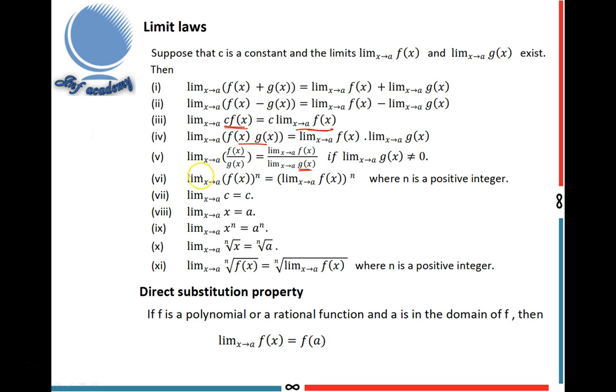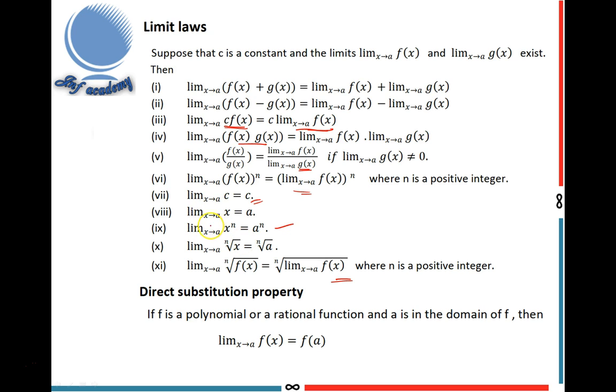The sixth one is the limit as x approaches a of [f(x)]^n equals [the limit of f(x)]^n. This is the sixth one. The seventh one: the limit of a constant is the constant, the limit of x as x approaches a is a, the limit of x^n is a^n, the limit of the nth root of x is the nth root of a, and the limit of the nth root of f(x) equals the nth root of the limit of f(x), where n is a positive integer. These are the limit laws.